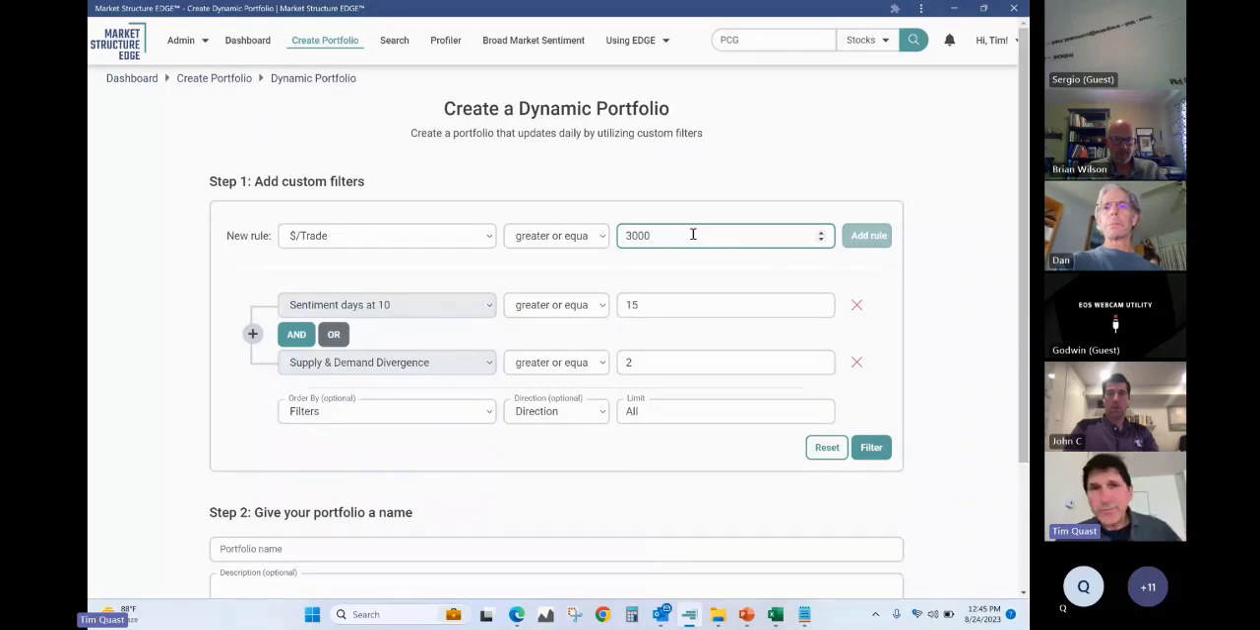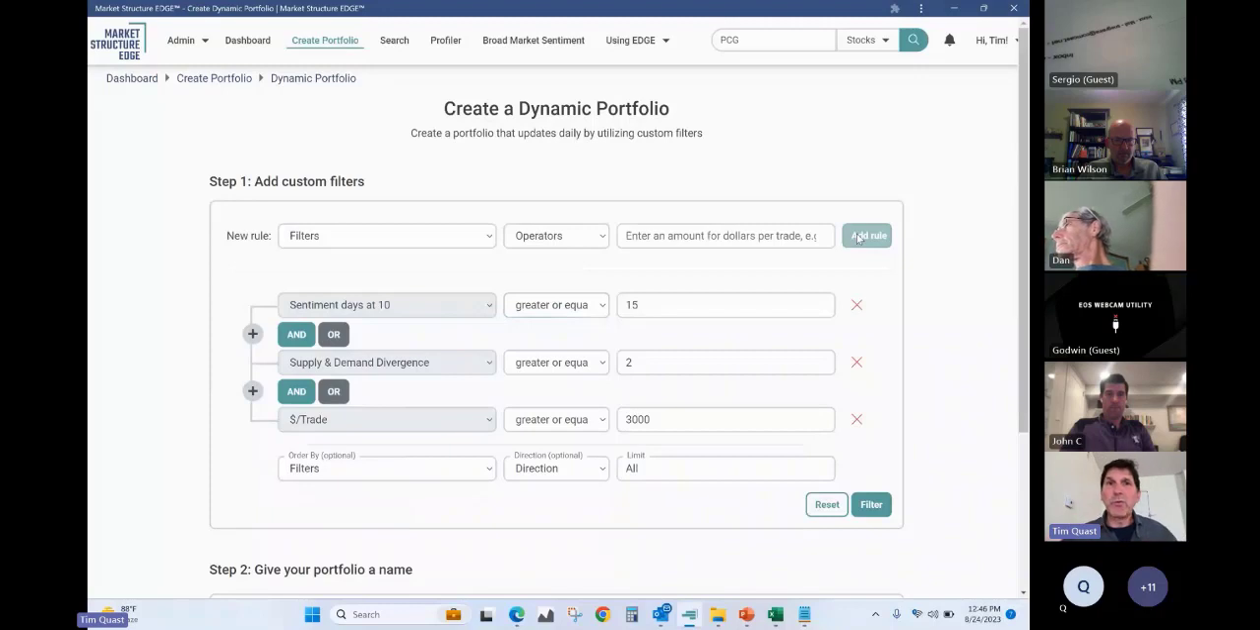NVIDIA trades, I don't have the latest right in front of me, but let's say over 500,000 times a day. Tesla trades 1.5 million times a day, not shares. That's the number of transactions. Well, what is the dollar value of each of those transactions? Tesla's like $25,000 a trade. So we want to find stocks that are at least $3,000 a trade, because that will be machines like that stuff. It's easier to get into and out of.